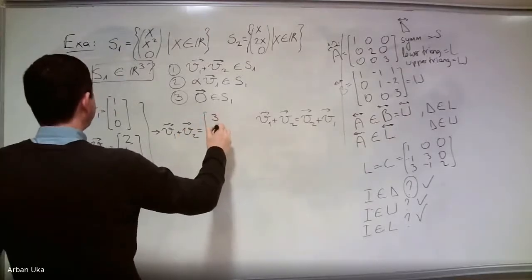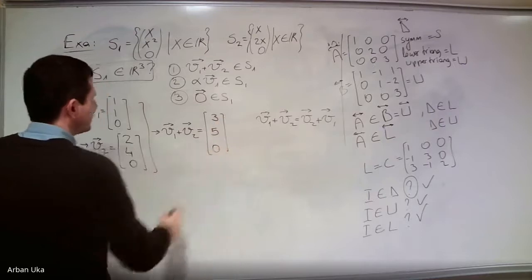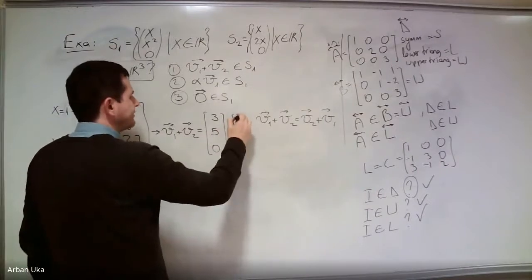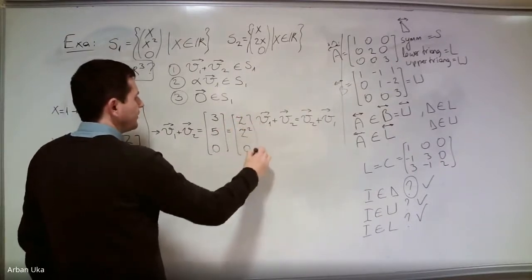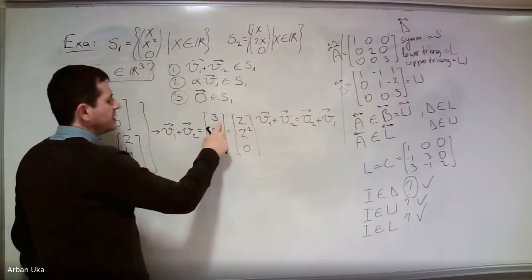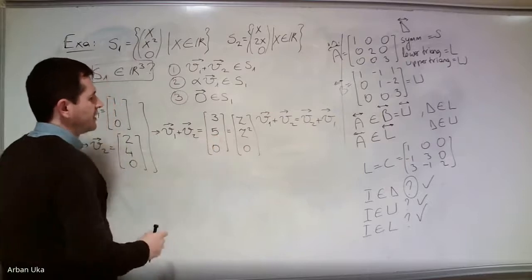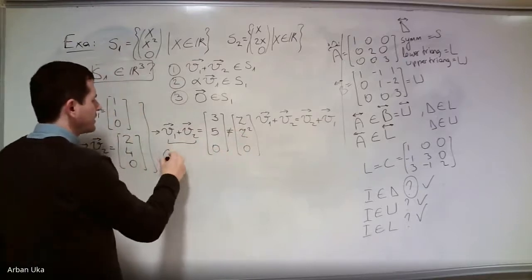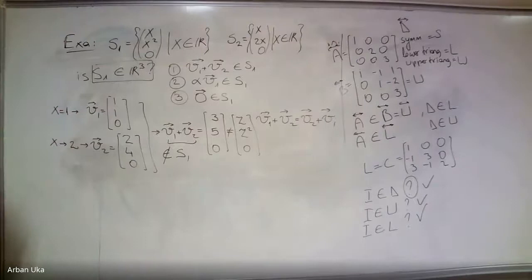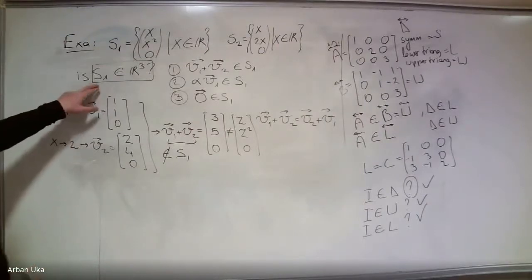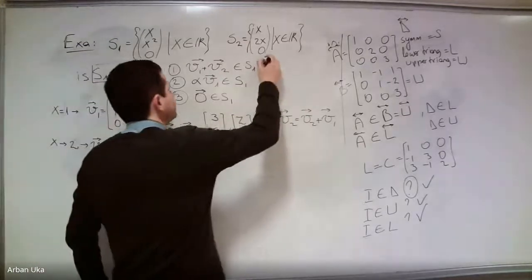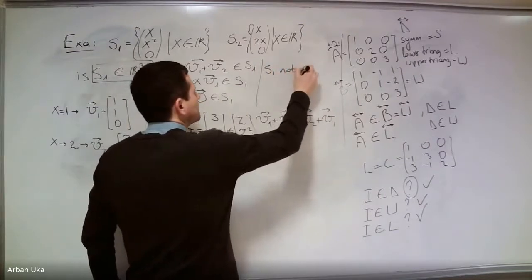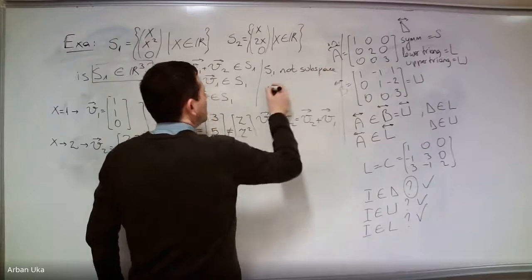Okay, so here we have 3, 5, 0. Now, we were expecting to have z squared, z, 0. So this element is good, but if 3 is equal to z, z squared cannot be 5, right? So it looks like v1 plus v2 is simply not an element of subspace S1. So what do we say here? We say that S1 is not a subspace of R3, based on the check of these three properties.